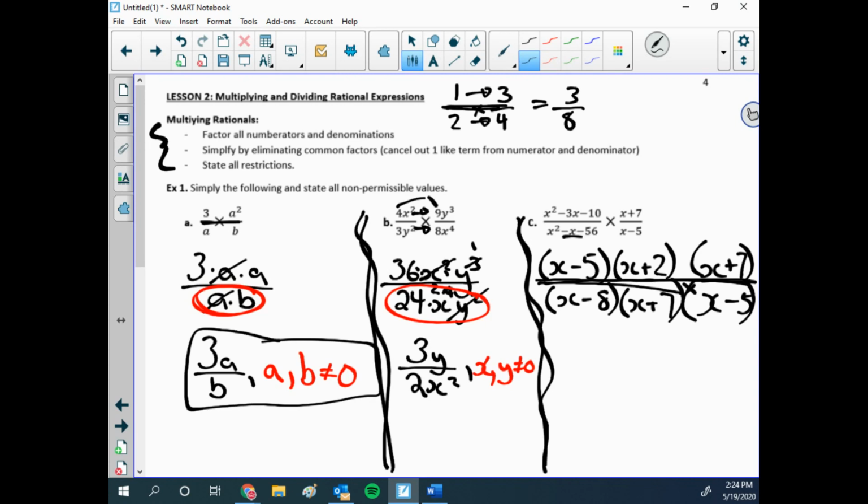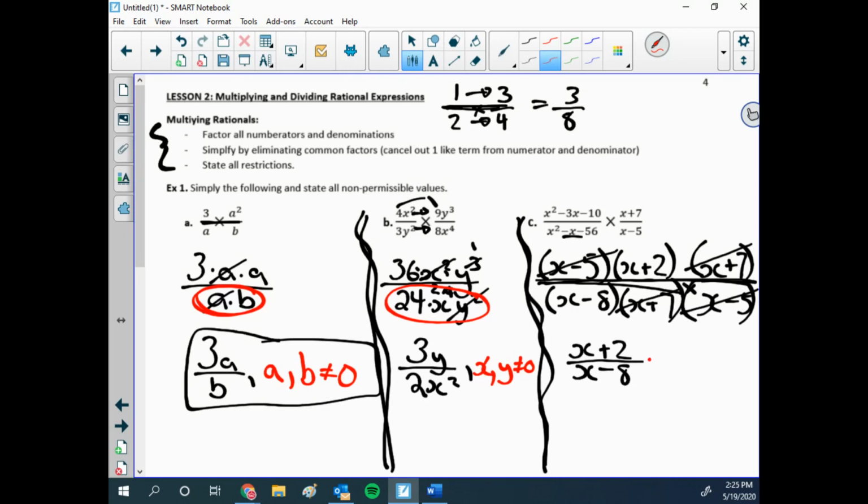So I can cancel out like terms on the numerator and denominator. x minus 5 can cancel out with this x minus 5, x plus 7 can cancel out with this x plus 7, and that's it. So simplified after the multiplication would be x plus 2 over x minus 8.